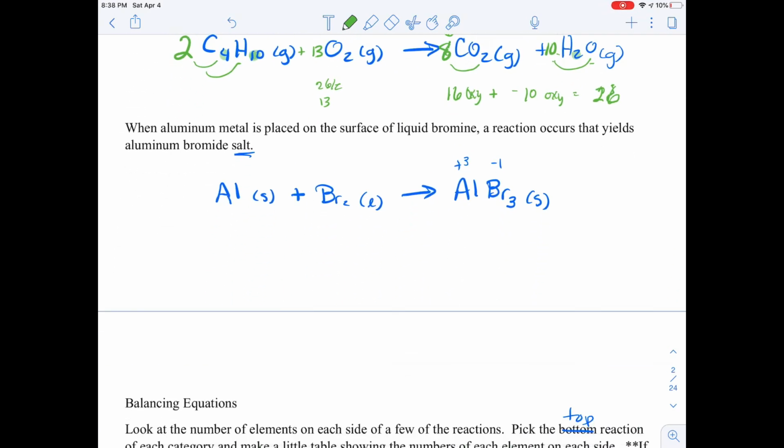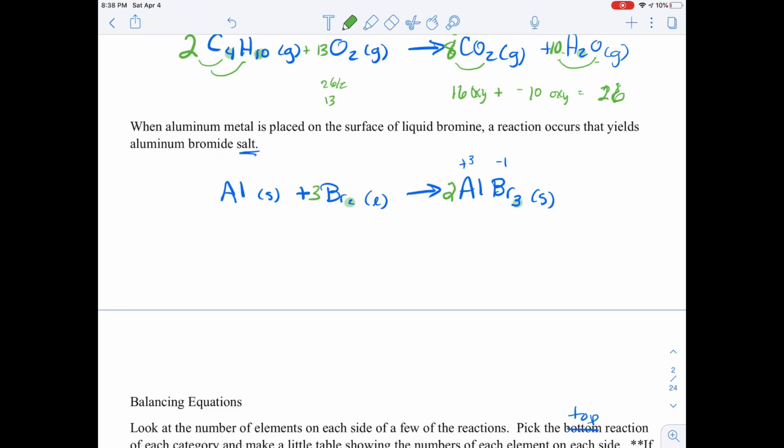All right, then this last one. So notice there's a 2 here and a 3 here. So we have to do that kind of backwards feeling thing where I put a 2 and a 3. So that gives me a total of 6 bromines and 6 bromines. But don't forget that 2 affected my aluminum, so I'm putting the 2 over here.